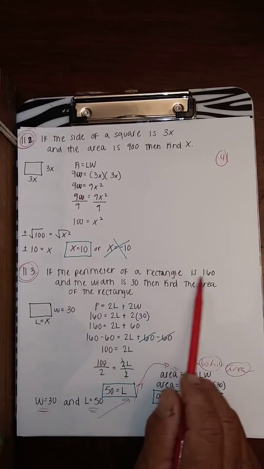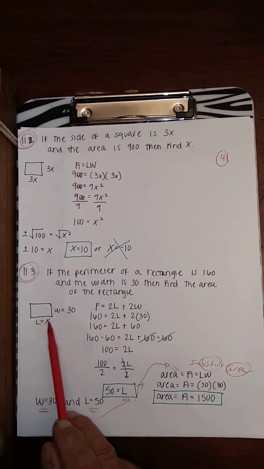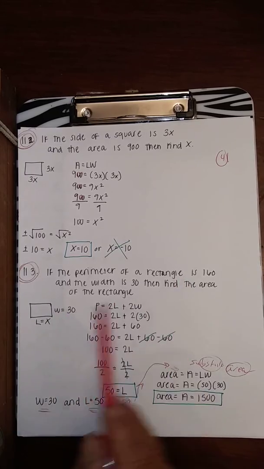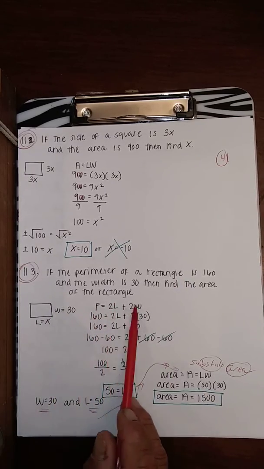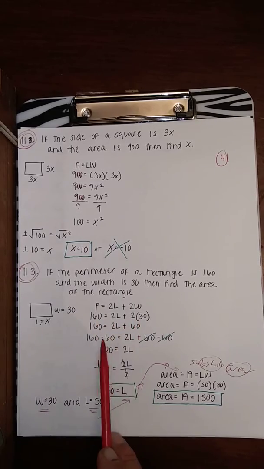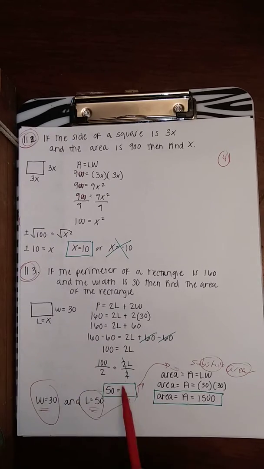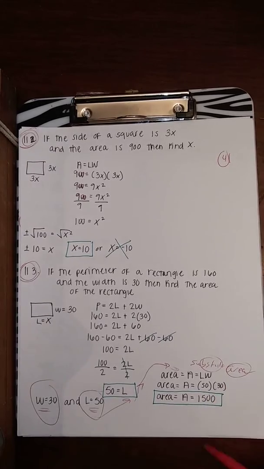The perimeter of a rectangle is 160, and the width is 30. Then find the area of the rectangle. All right. Length and width. We know that perimeter equals 2 lengths plus 2 widths. Perimeter is 160. 2L plus 2 times 30 is 60. Minus 60, minus 60. So divide by 2. So that means that L is 50. Now we know the length is 50 and the width is 30. Put it back in the formula for area. Area equals length times width. 50 times 30 is going to be 1,500.